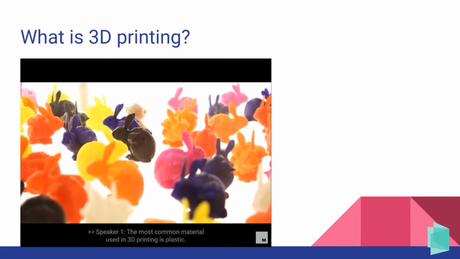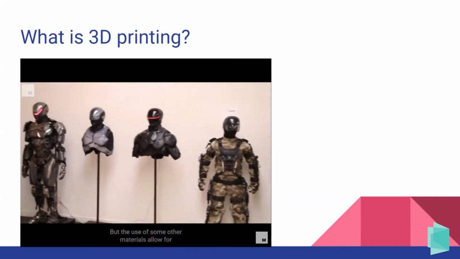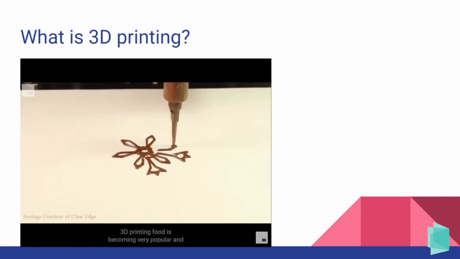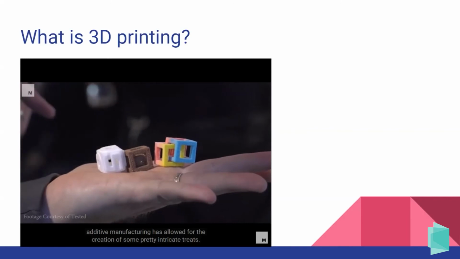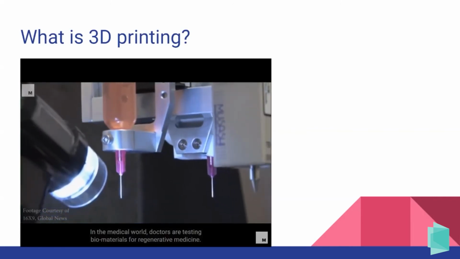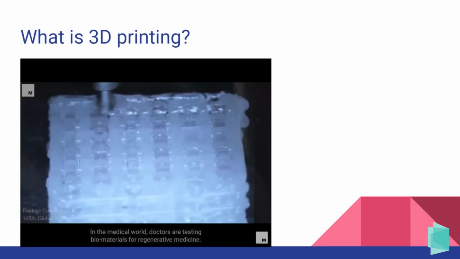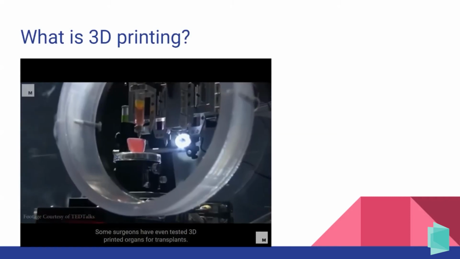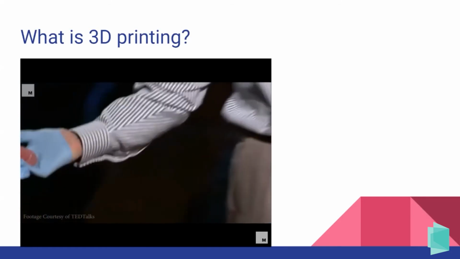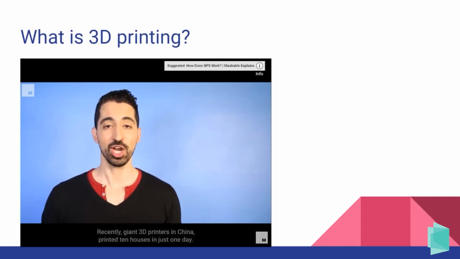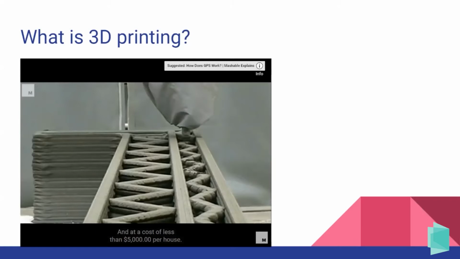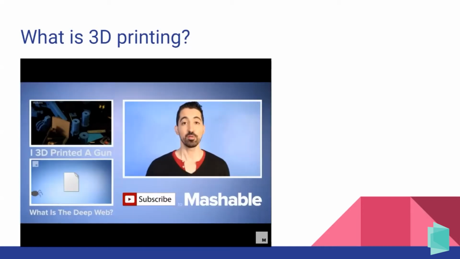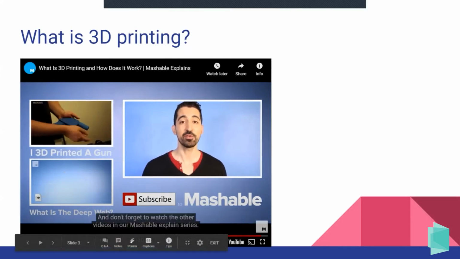The most common material used in 3D printing is plastic, but the use of some other materials allow for the creation of some pretty amazing products beyond simple tools and toys. 3D printing food is becoming very popular, and additive manufacturing has allowed for the creation of some pretty intricate treats. In the medical world, doctors are testing biomaterials for regenerative medicine. By using a patient's cells, doctors could 3D print small body parts like ears and noses. Some surgeons have even tested 3D printed organs for transplants. Recently, giant 3D printers in China printed 10 houses in just one day and at a cost of less than $5,000 per house, proving just how cost and time-efficient 3D printing can be. For more on 3D printing, check out Mashable's latest coverage.